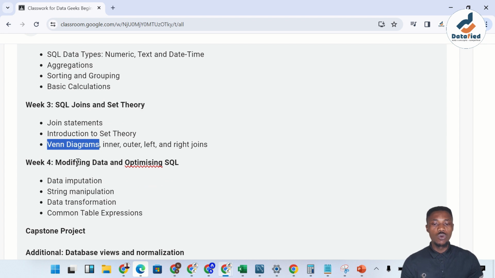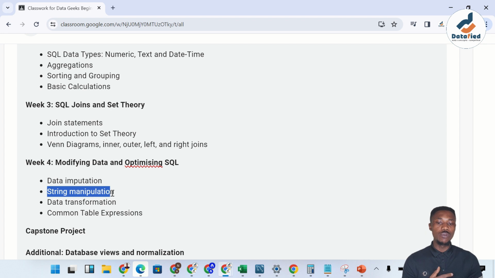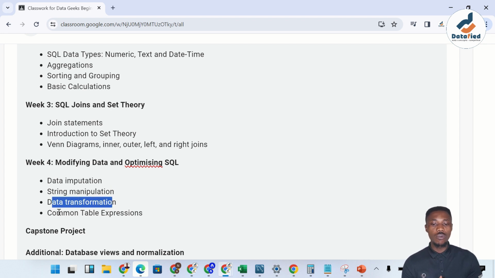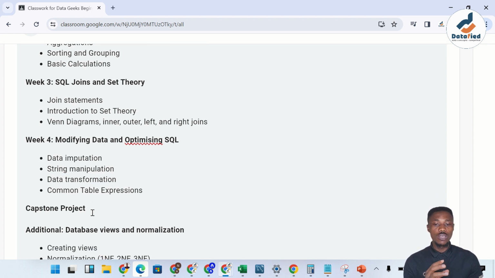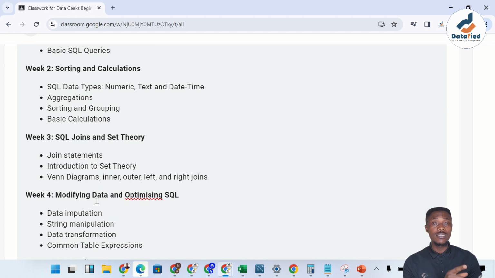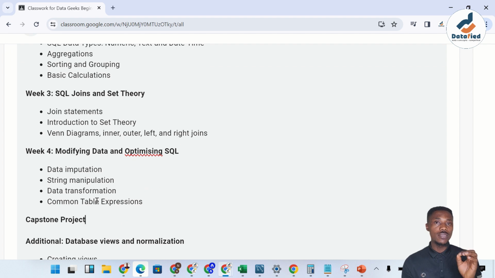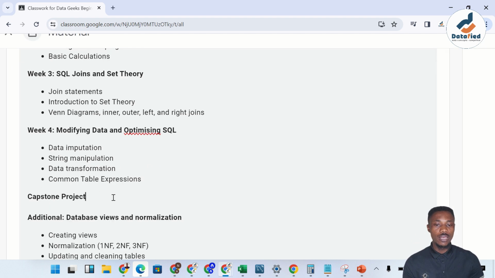While in the fourth week, we'll look into modifying data and optimizing SQL queries. So here we shall see how to perform some data imputation, string manipulation, data transformation, common table expressions, and so on and so forth. And then we'll wrap up this whole course with a guided project, because at the end of the entire course, you have a capstone project. So get set to get your hands dirty. From this very first week, we shall begin to build up the project. So please pay attention to every single concept that will be taught in this course.